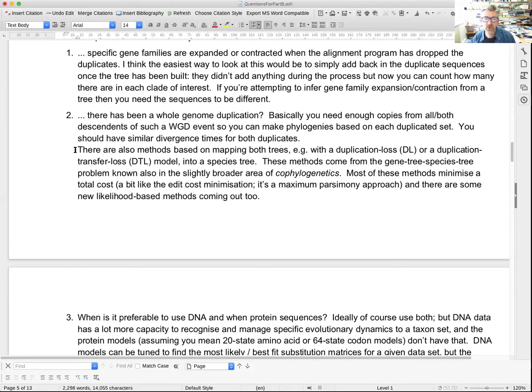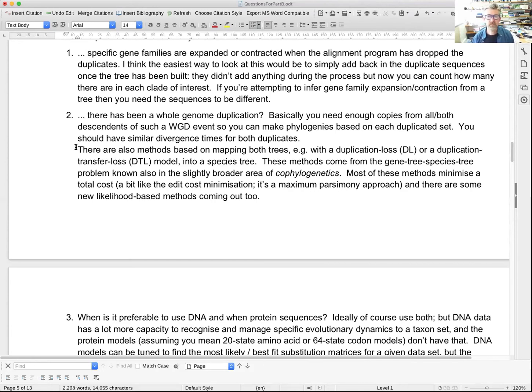So these methods, I think, in these first two questions are really touching on the relationship between gene trees and species trees, or the evolutionary dynamics of different loci and how they relate to each other and to the species tree. And in that realm, which is usually called co-phylogenetics, there's a whole lot of methods based on mapping the locus trees, so gene tree or other kind of locus, into a species tree.